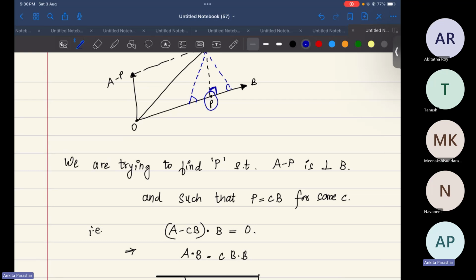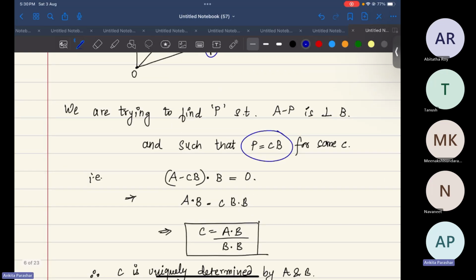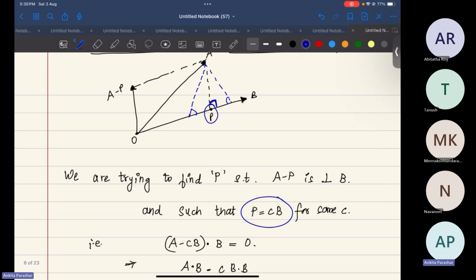Clearly, this point which we are searching is on the line of the vector B itself. Therefore, it has to be a certain multiple of B. It can be half, it can be 2, it can be some scalar which we are trying to compute. We don't know that yet. So if such a point is there, the meaning is that the dot product of A minus CB and B has to be 0. They are perpendicular, that means the dot product is 0.